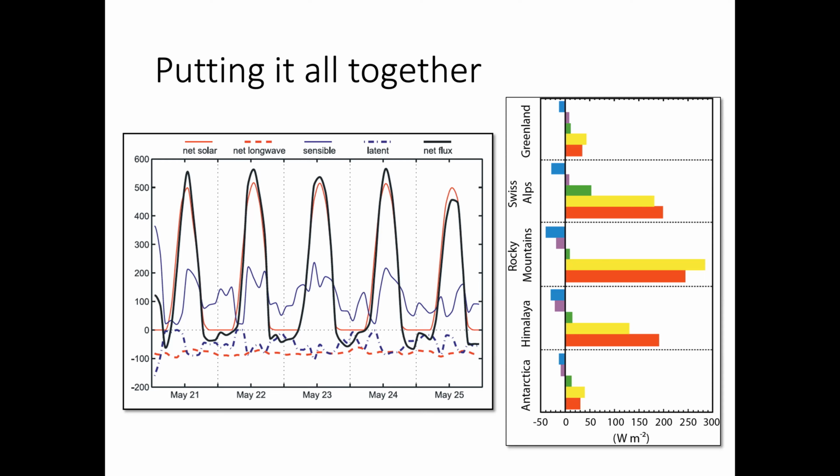The dashed red line is the net longwave and remains near negative 100 throughout this period. The solid blue line, sensible heat, is larger during the day when the temperature difference between the snow and the air are larger. The dashed blue line shows the latent heat, which remains slightly negative over the entire period. The key takeaway of this graph is that the black line, or the net flux, or what I've been calling the energy available for melt, nearly matches the solar radiation.